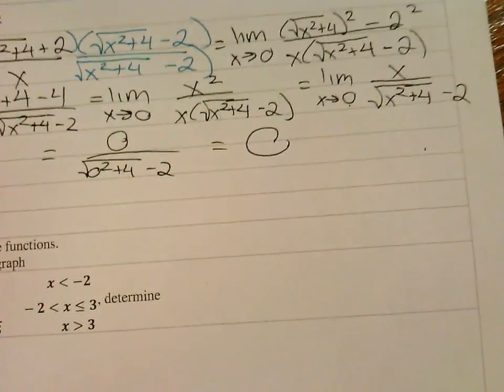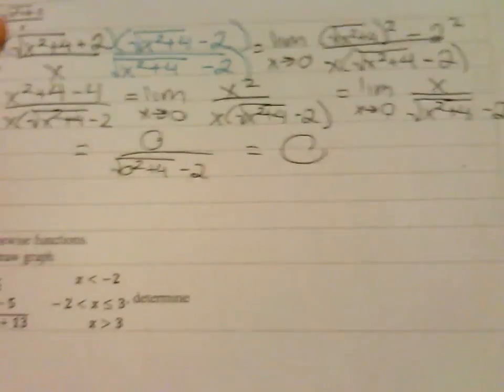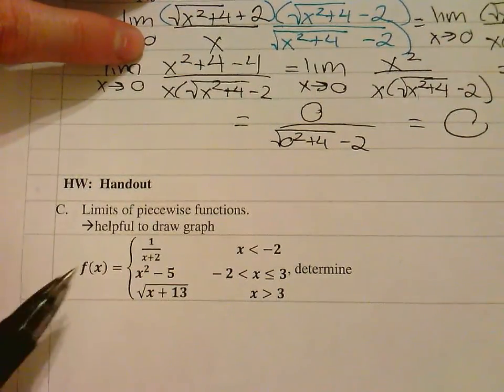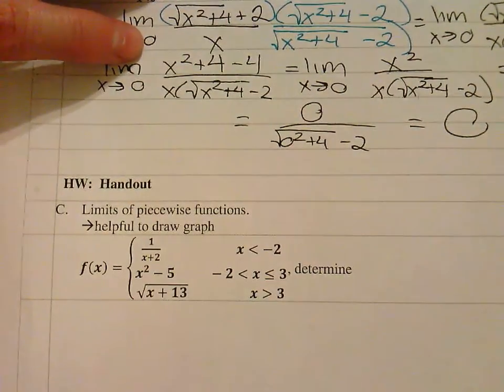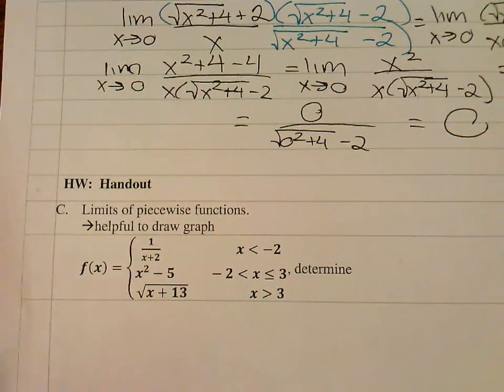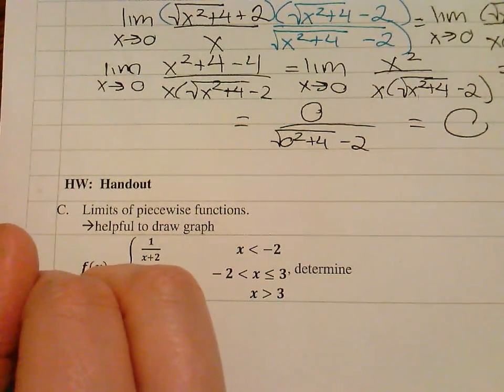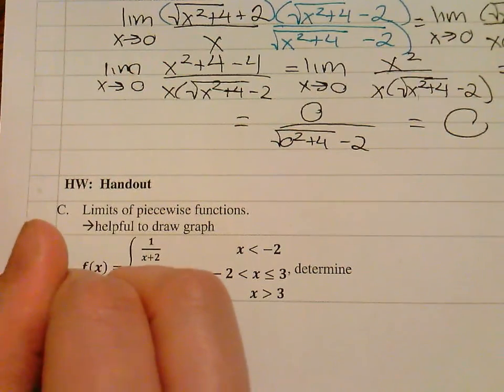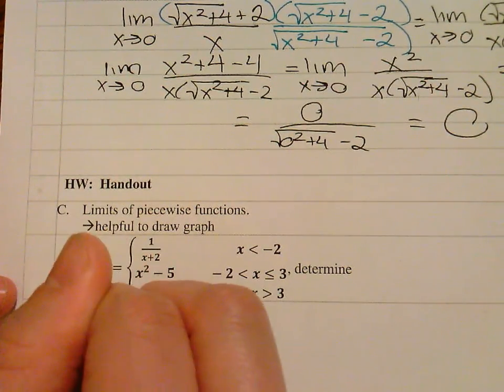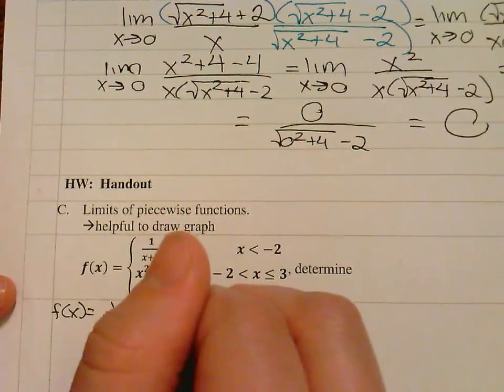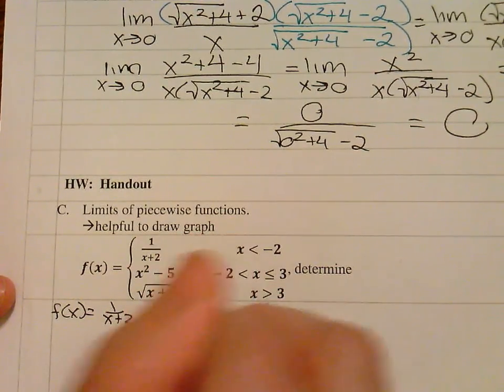Okay, so limits of piecewise functions. We're going to do this next one, and we're going to graph it, okay? How I do piecewise, I line them up horizontally. So I'll do f of x equals 1 over x plus 2, where x is less than -2. We'll start with that one.